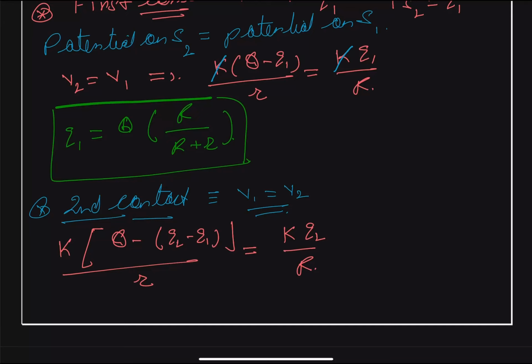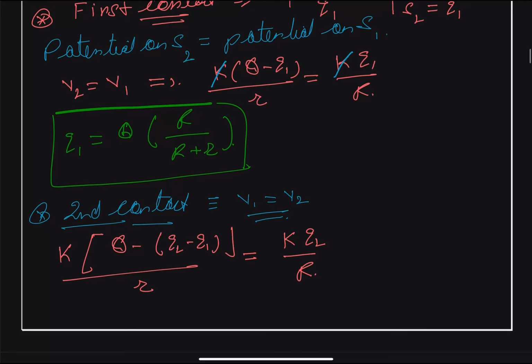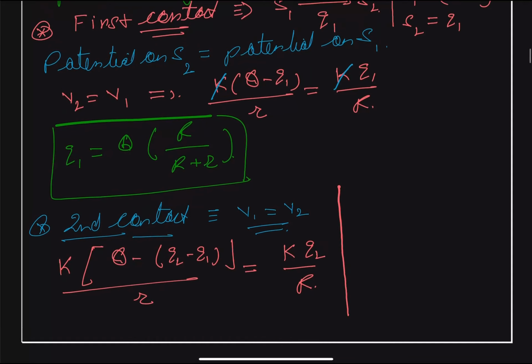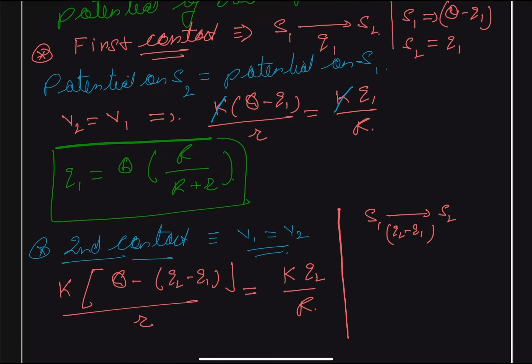And in this case we have to remember that during the second contact the charge on S2 is already Q1. Let me write it another way. In this case, once again from S1, let us suppose the charge that is being transferred to S2 is Q2 minus Q1. That is the difference between the two, because initially the charge on S2 was Q1.